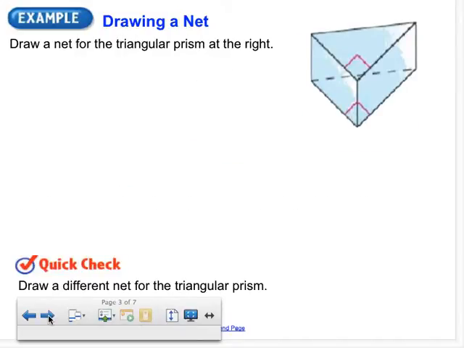Now, can I get you to draw a net for the rectangular prism at the right? For the triangular prism, excuse me. Can you draw a net for this? Go ahead and draw one. Try it. Sketch it. I'm looking around and I see kids that don't even have a notebook out.